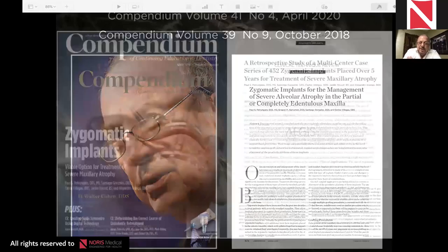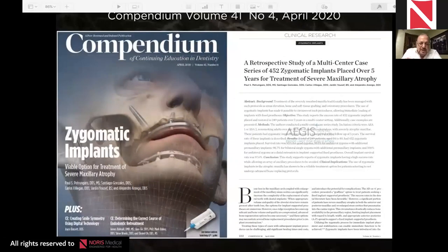We just had this one come out. It's in this month's April issue. It's actually the cover issue on 452 zygomatic implants in a multi-center study with my colleagues in South America and myself. A 5-year success rate, and quite frankly, it's much, much higher than sinus grafting, okay? And in 5 years, we're almost approaching 100%.